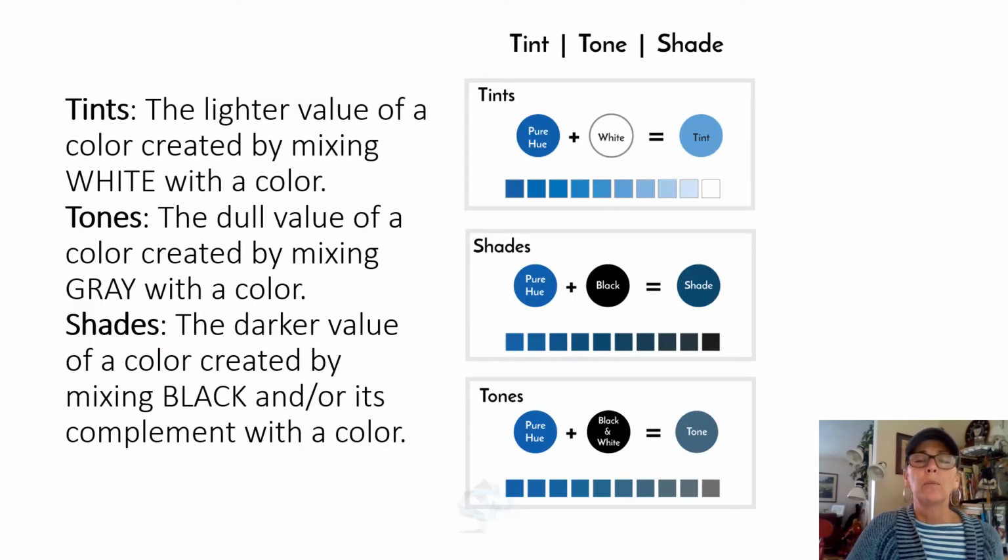When you talk about values of a color, you have tint, tone, and shade. Tint is the lighter of a color, so you have white plus the color. Pink is red's tint. A shade is the darker of the color, and there's two ways you can get a shade. You can use black or you can use the complementary color. So if I wanted a shade of green, I could add a little bit of red to it and it's going to make it a darker green.